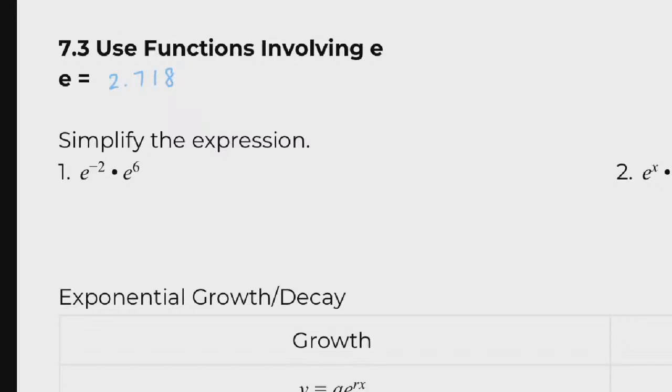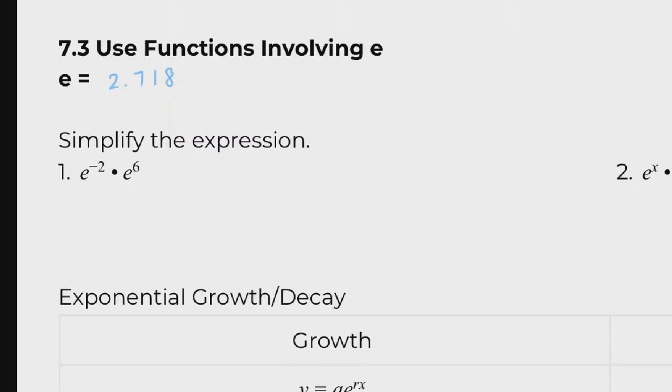Today I'll be going over 7.3, which is use functions involving e. E is kind of like pi, it's just a symbol that means a number, and the number is 2.718. There are more decimals after that, but you don't really need to know them. So for simplifying the expression, you can think of e as like a variable like x.